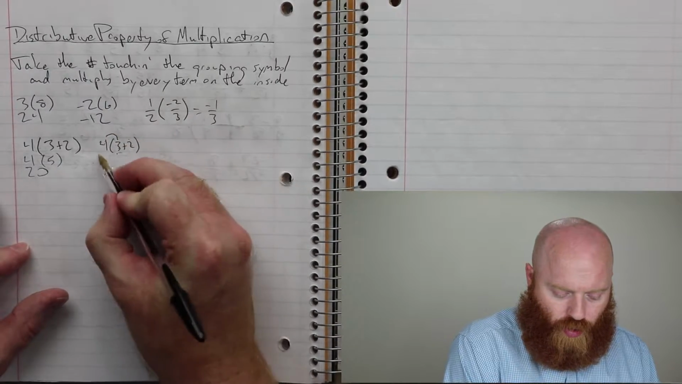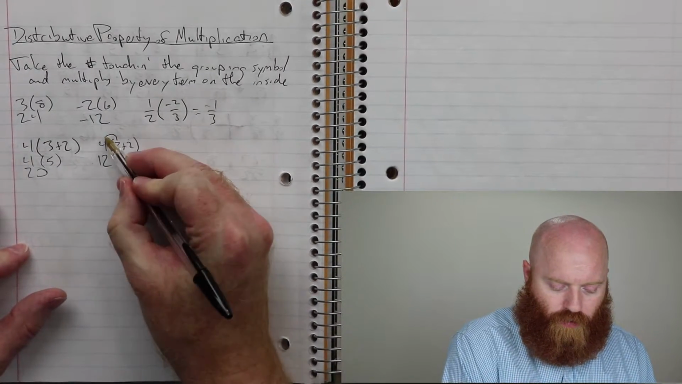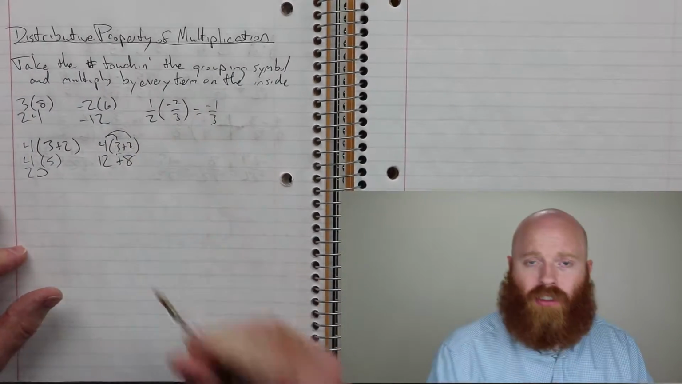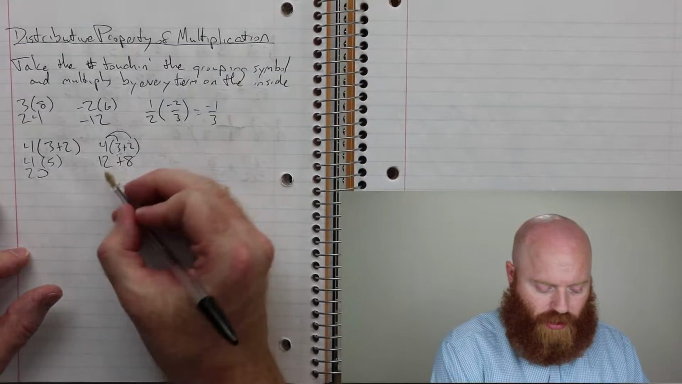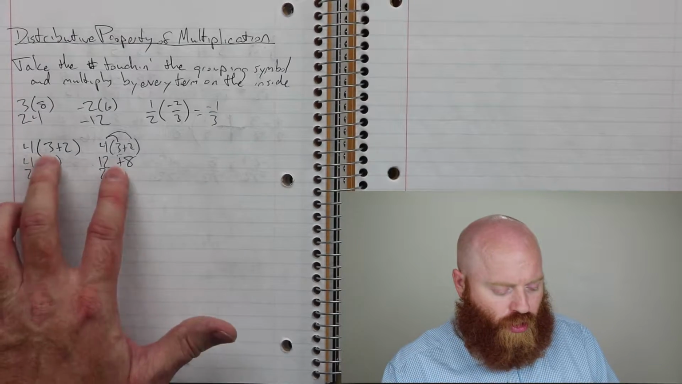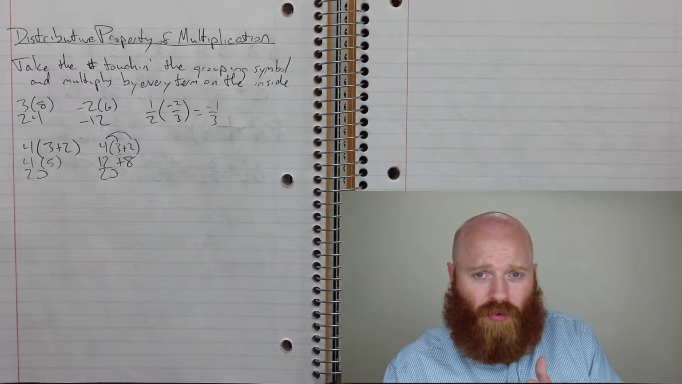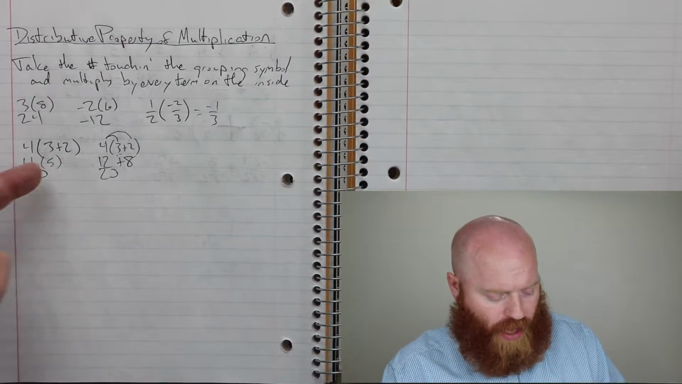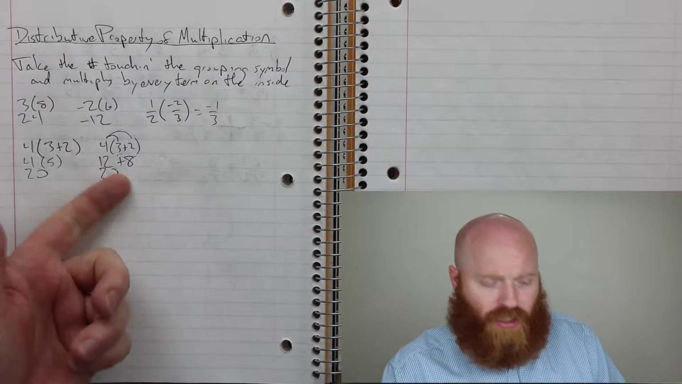4 times 3 is 12. Bring down a plus. 4 times 2 is 8. Now I can add. 12 plus 8 is 20, which was the same value we found before. So that's 2 different ways to solve the same problem. There will be a reason for it here in just a bit. I'll show you why we have to do it this way sometimes. But in the meantime, let's keep practicing.